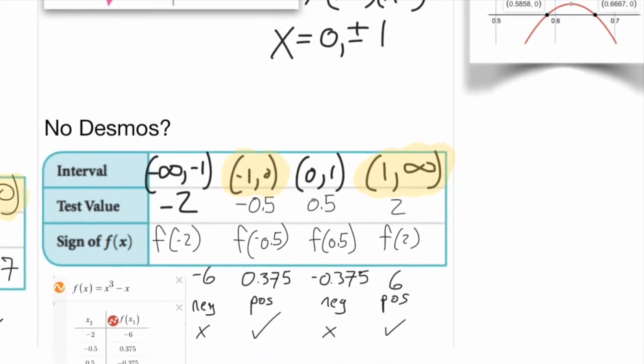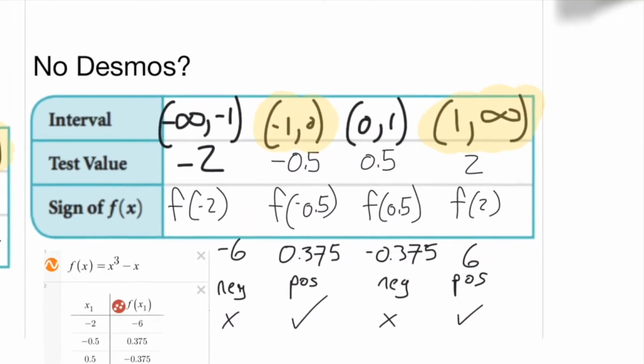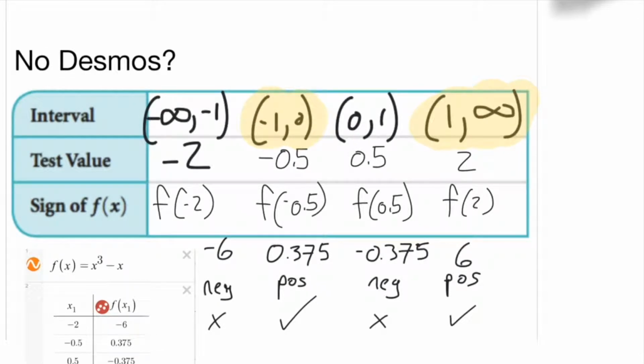So when you don't have Desmos, you got to set up a table, and you can see here the 3 intercepts break it up into 4 intervals. Everything less than -1, everything in between -1 and 0, everything in between 0 and 1, and everything greater than 1. You've got test values for all of these. -2 is in here, -0.5 is here, positive 0.5 is in the interval, and 2 is on this interval. And then you're going to find what those values are when you plug them into the function.